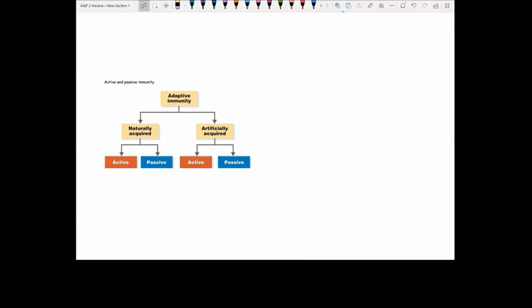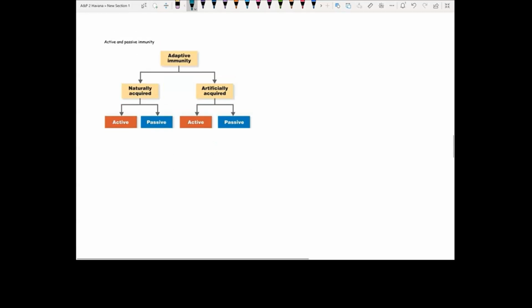Okay, now we can look at active and passive immunity and natural and artificial. We'll just go through these. We'll start with natural active. This is when you get sick, you make memory cells, and you are now immune to that pathogen.